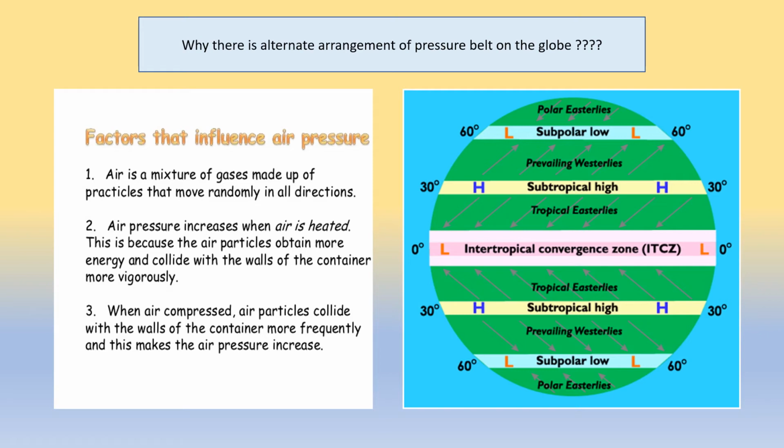Another important point: when the air is compressed, air particles collide with the wall of the container more frequently and make the air pressure increase. They mix the cold air and the warm air and it sinks over here. The exchange of heat takes place. The wind or the air becomes absolutely dry over here. And this is what happens.